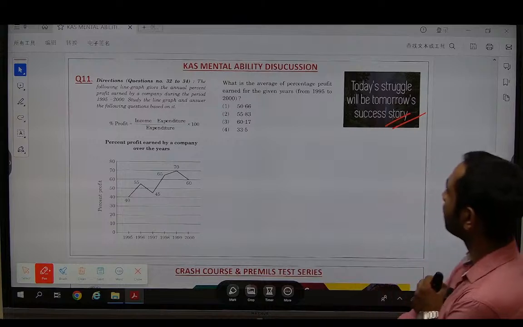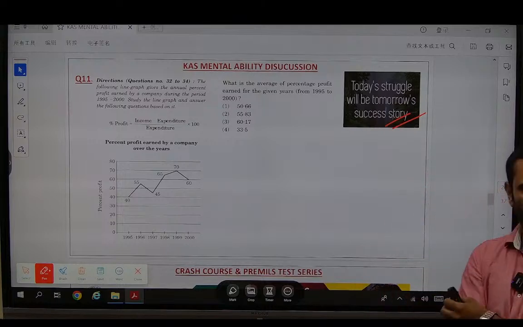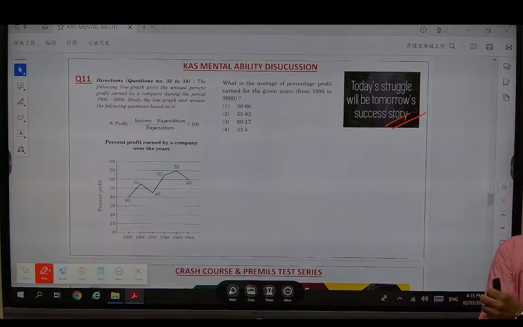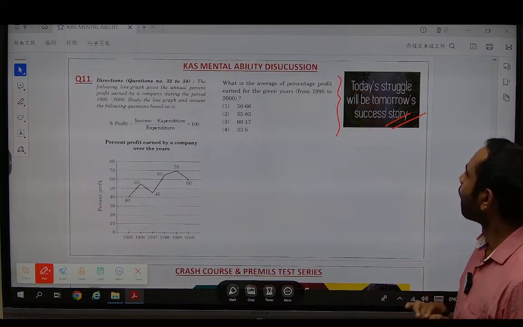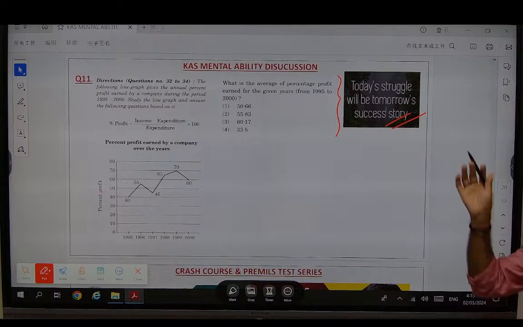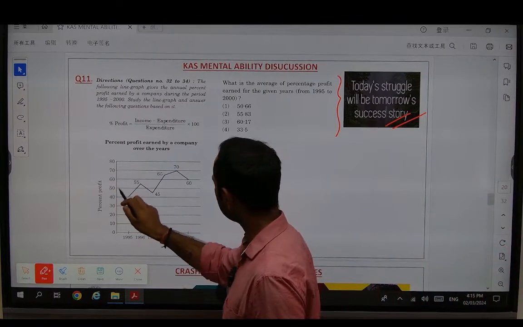So what is the average of percentage profit? And one thing, when you see the question, don't get irritated or scared of the question. Read once, and if you're not able to find it out, leave it, but at least read once, right? See, what is the average of percentage profit? They are asking the average of percentage profit. Percentage profit is given here.